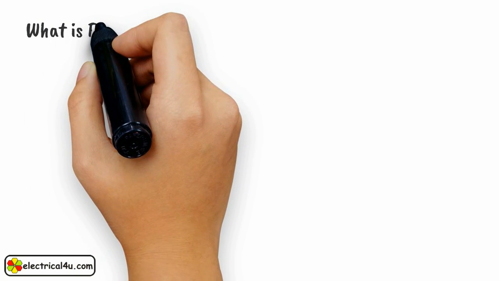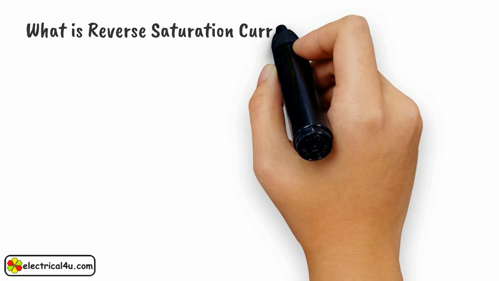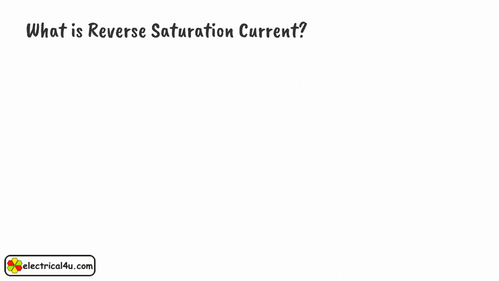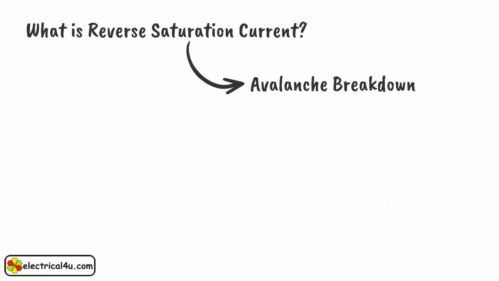Before going through the actual mechanism of avalanche breakdown, let us try to understand what reverse saturation current is, because this reverse saturation current ultimately causes the avalanche breakdown.